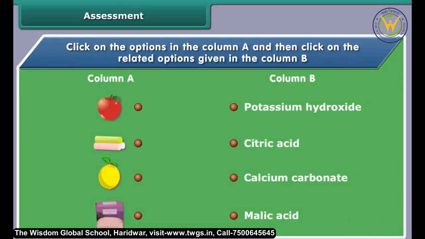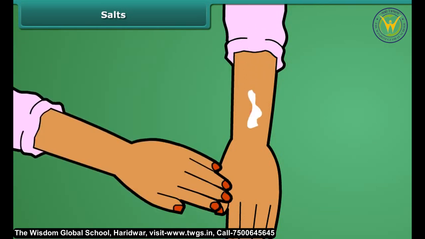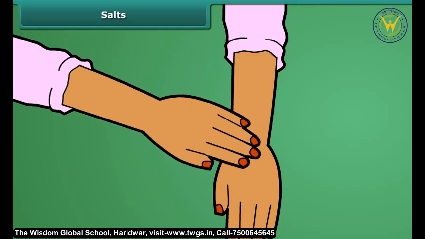Match the following. Tick on the options in column A and then click on the related options given in column B. Do you know you feel relieved on applying baking soda on an ant sting? This is because baking soda neutralizes the acid present in the ant sting.